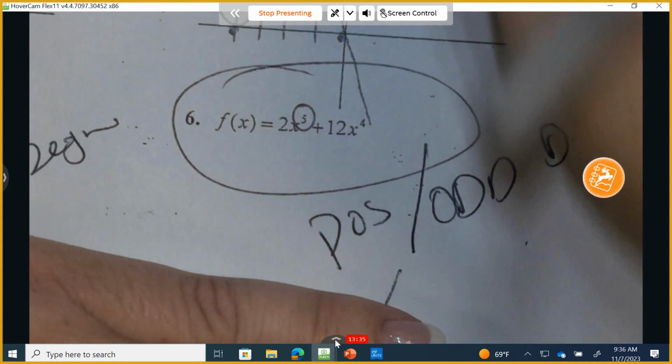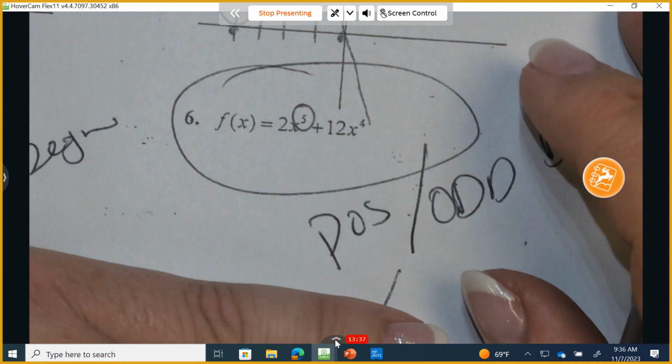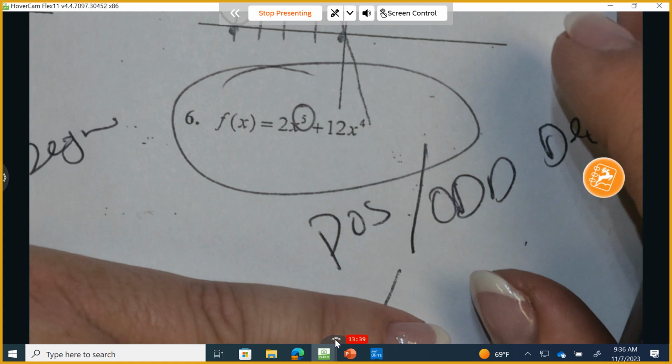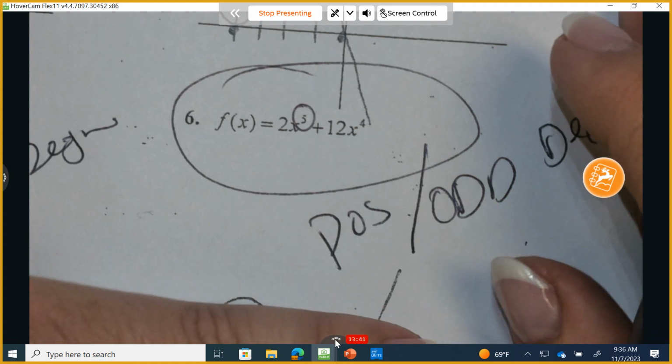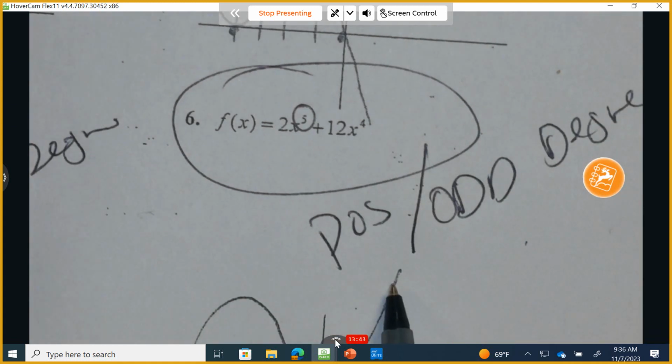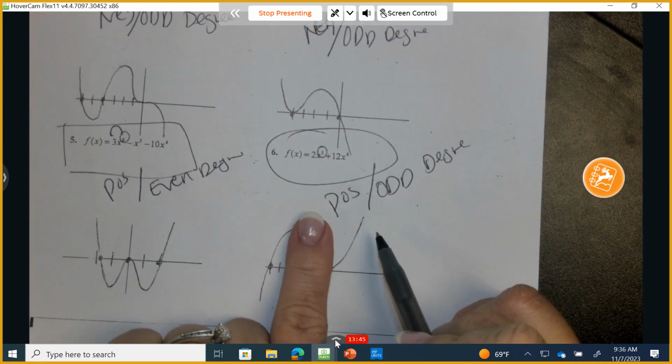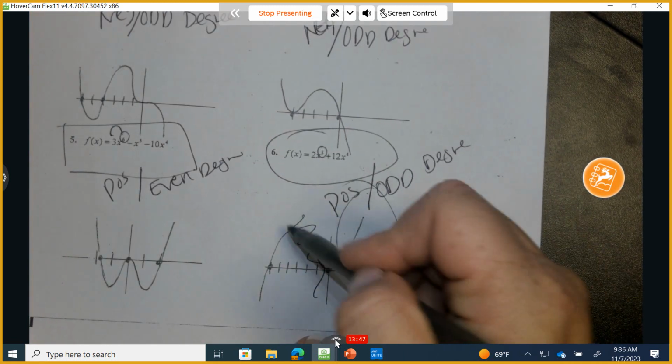I'm finding odd positive. Okay, look at your paper. What does odd positive look like in your notes? The right side is up, the left side down. Is the right side up and the left side down in my example? Yes or no? We don't care about the middle. It's the ends we care about.